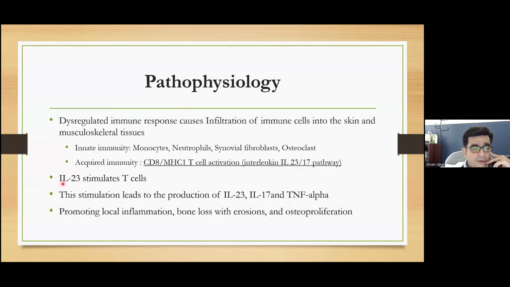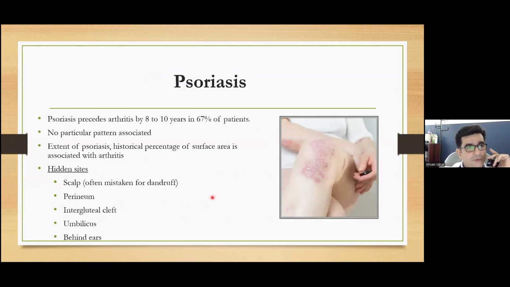And this further triggers IL-23 stimulation, and then the cytokines IL-17, TNF, and all of those cytokines upregulation down the line, which causes psoriasis and arthritis. Now, coming to the psoriasis itself, in most patients in psoriatic arthritis, psoriasis precedes by 8 to 10 years in about 6 to 7% of the patients. There's no particular pattern which is associated with psoriatic arthritis in itself. Any psoriasis can precipitate psoriatic arthritis down the line.